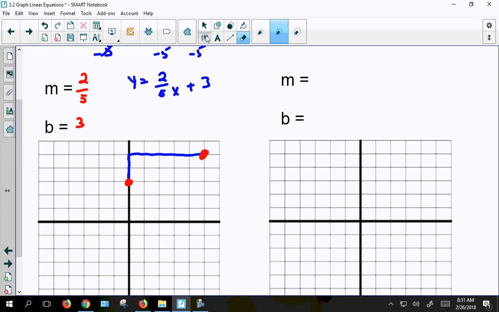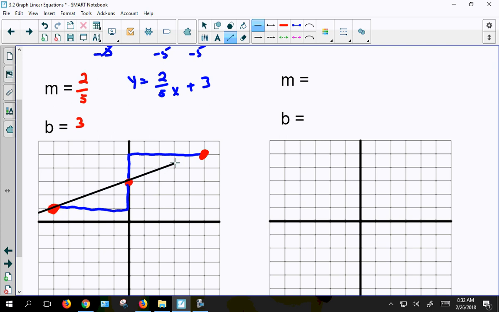If you cannot go in one direction, you go in the other direction. So I went up 2, which means I can go down 2. I went right 5, that means I can go left 5, and make my dot. There is my line. Don't forget to make your arrows. That's it. That's all we're doing.